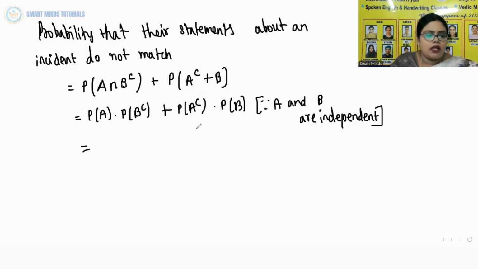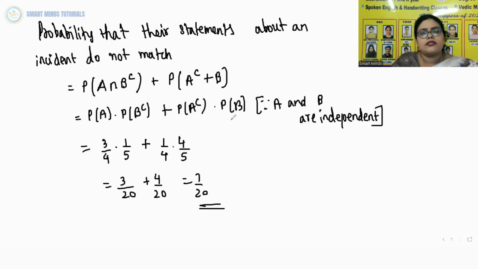Now we have all the values. What is P of A? 3 by 4. P of B complement? 1 by 5. P of A complement? 1 by 4. P of B? 4 by 5. So that is 3 by 20 plus 4 by 20. That is 7 by 20. This is the answer.